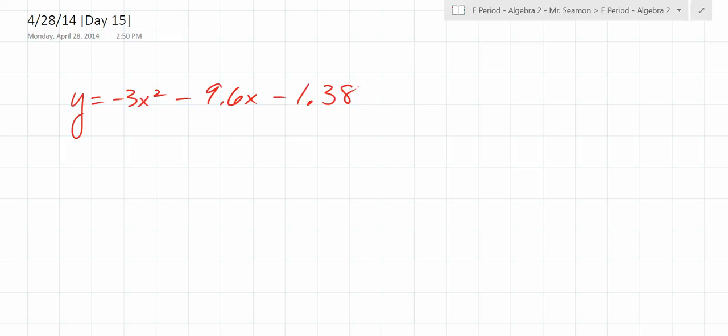Yeah, you don't want to have to. Your calculator doesn't care what the numbers look like. It doesn't discriminate against decimals or fractions. It just does it, right?